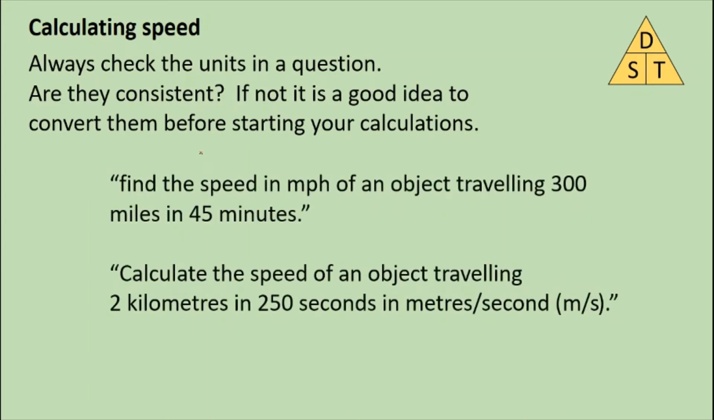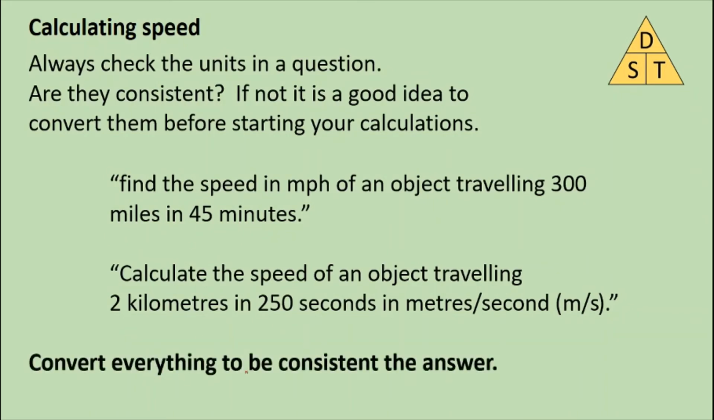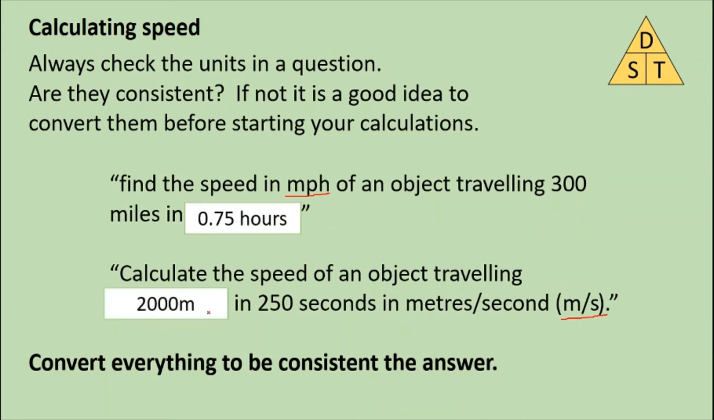For example, here we have two questions. Find the speed in miles per hour of an object travelling 300 miles in 45 minutes, and calculate the speed of an object travelling 2 kilometers in 250 seconds. The second one is the one we just did. Convert everything so it's consistent with the answer thereafter. In the one that we did a minute ago, they wanted meters per second, so we changed everything to meters and seconds. This one wants miles per hour, so we're going to convert everything to miles and hours. So the 45 minutes is going to become 0.75 hours. And we already did the other one, 2,000 meters.